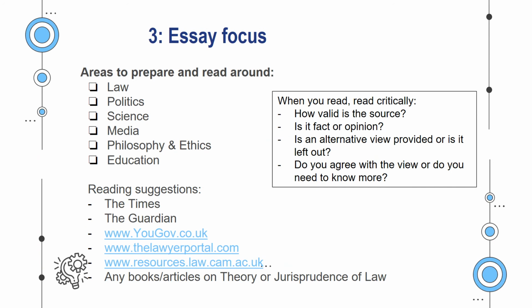So in terms of the essay focus, there are essentially 6 areas that you can plan for by reading around. So you've got law. So if you're studying law already, you're at an advantage. And I would suggest that you read around the theory of law. So any jurisprudence books you can get hold of, or just reading up on the relationship between law and morals. Does law achieve justice? The relationship between law and society. These things will give you a real head start.